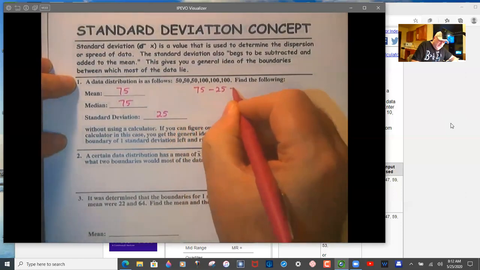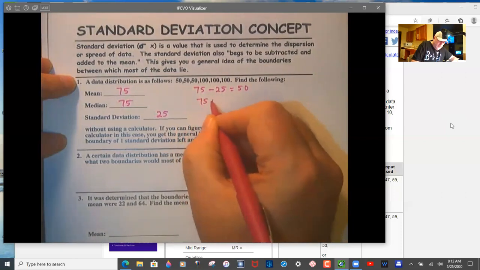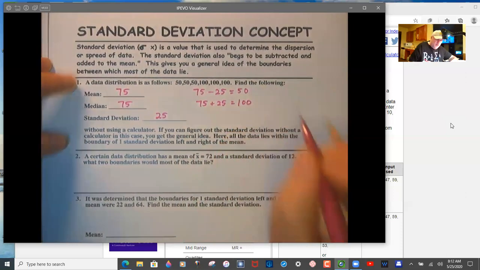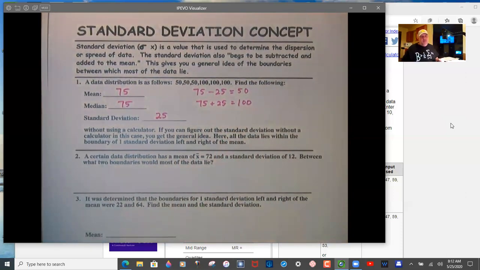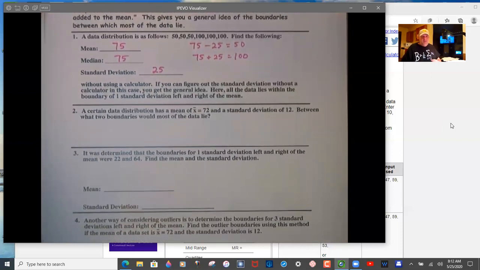That means that most of your values lie from 50 to 100. Here, all of them are exactly 50 and 100. And I use this as a standard example just because people then get the idea, oh, we subtract it from the mean and we add it to the mean. And here it's a perfect either or. Now, you're never going to get that in a realistic set of data.